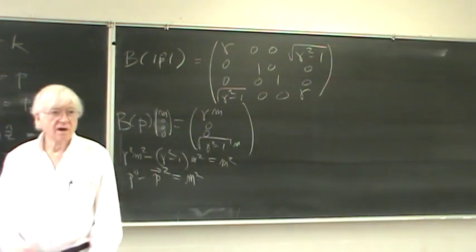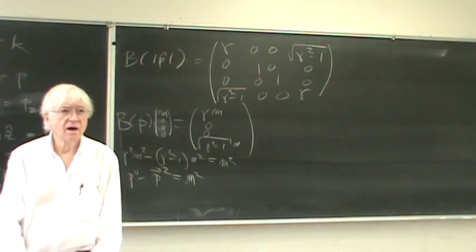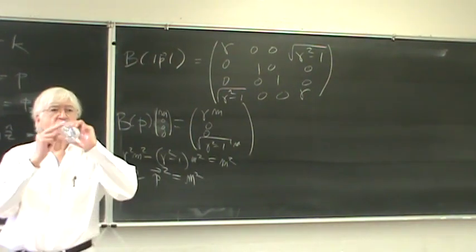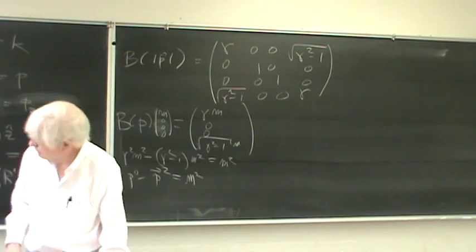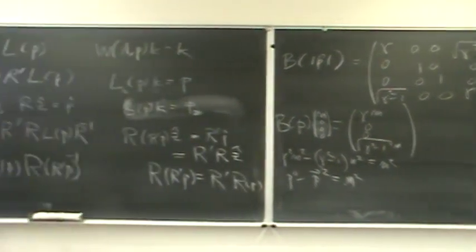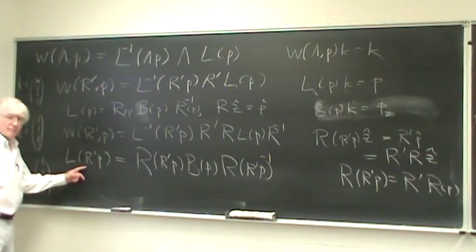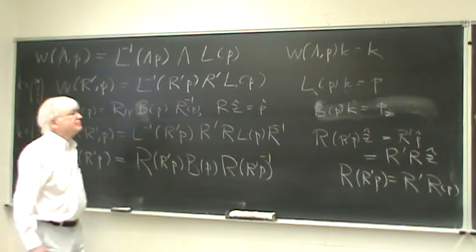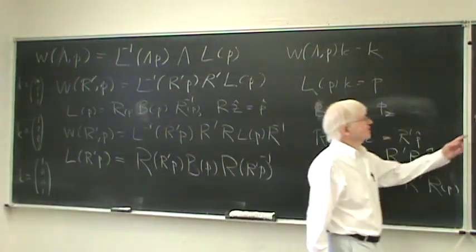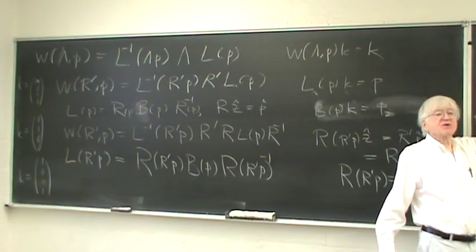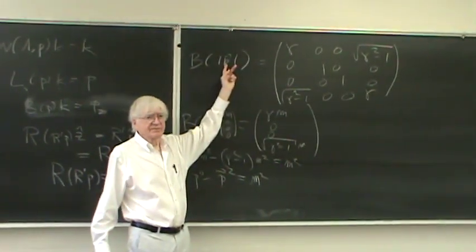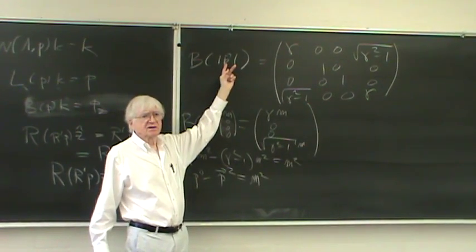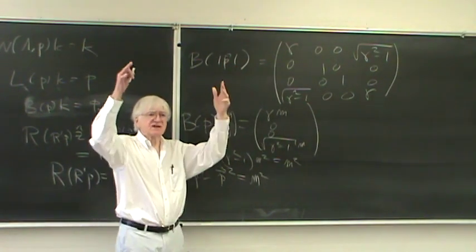I do have a question, but I thought you were still finishing that. You have a question? On your last, your L of R prime P, why does the boost not have a rotation in it on the right-hand side? The boost is always dependent only on the absolute value of the momentum, not the direction. It's a standard boost in the Z direction. Okay.